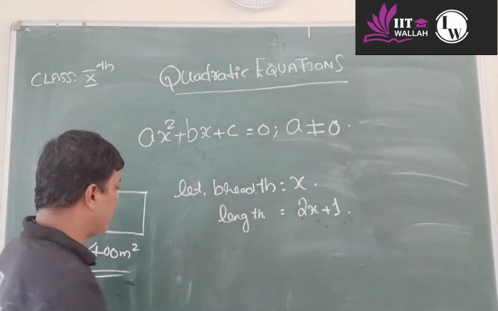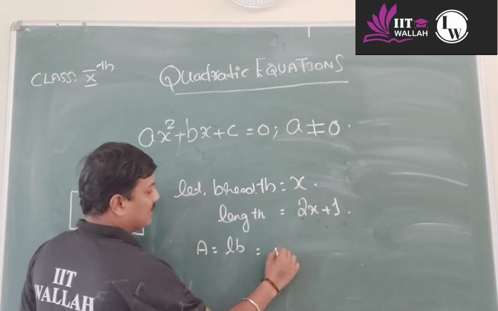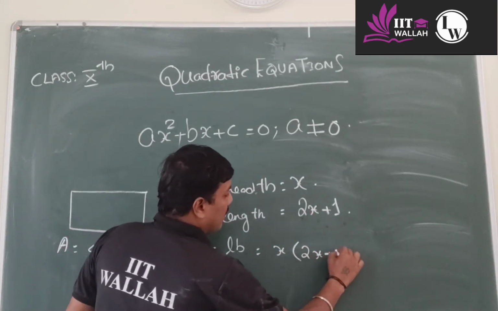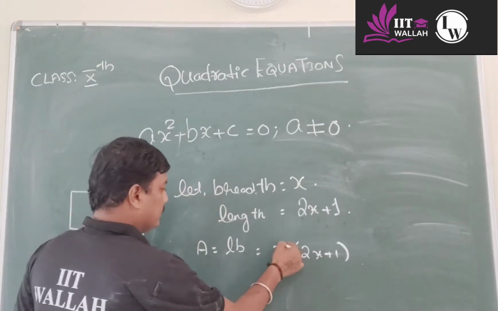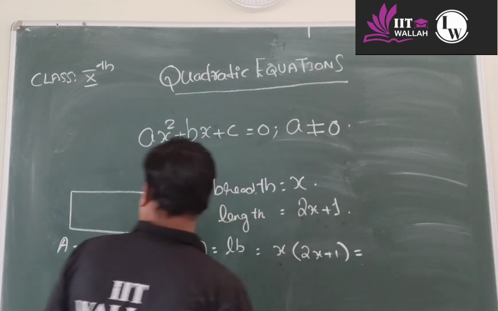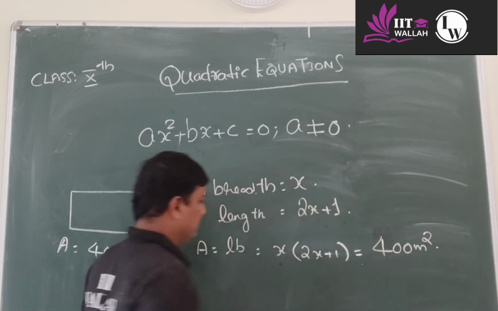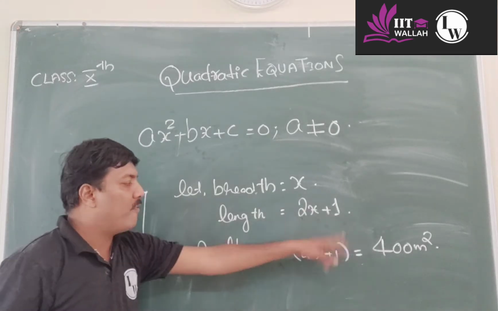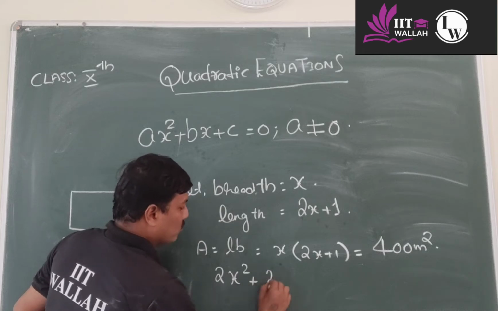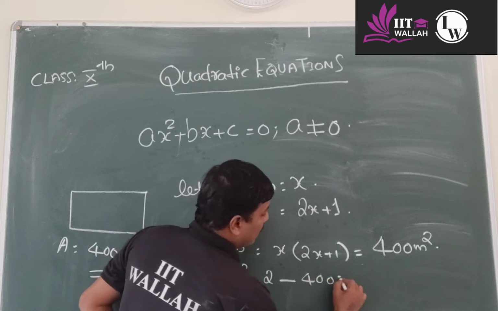That means you know that area is length into breadth. Now length is 2x plus 1 and breadth is x. So its product will give you the area. So area will be 400 meters square. Okay? If I open this bracket, it will become 2x square plus x minus 400 is equal to 0.